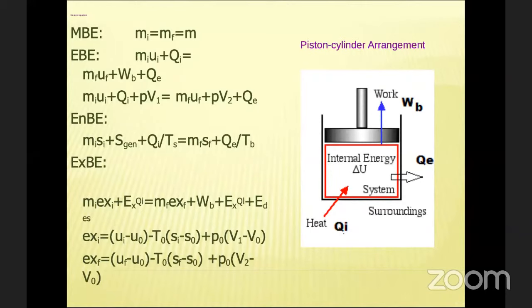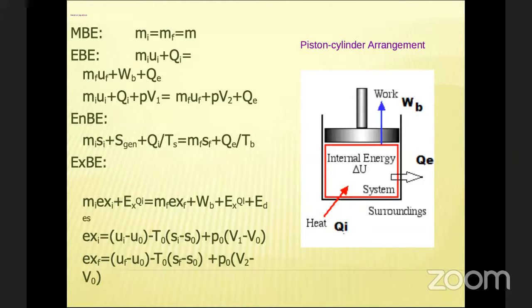Previously I told, for the closed system rigid tank, we had the specific exergy as U terms minus T into S terms. But here we have to add plus P naught into V1 minus V naught. Now why? Because we have the boundary work here. When we are solving the piston cylinder arrangements, we have to include the boundary work. So plus P naught, the pressure at the dead state, into V1 minus V naught, and similarly at the final.